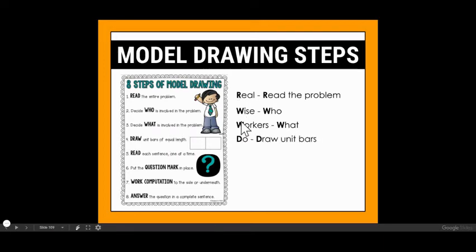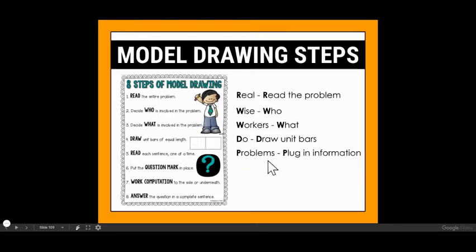Real Wise Workers Do, our D stands for draw unit bars, and we do draw these of equal length, and I'll show you that today. The next step is where I use something a little bit different. Number 5 is read each sentence one at a time, but I actually put it as P for problems because it's plugging in the information.